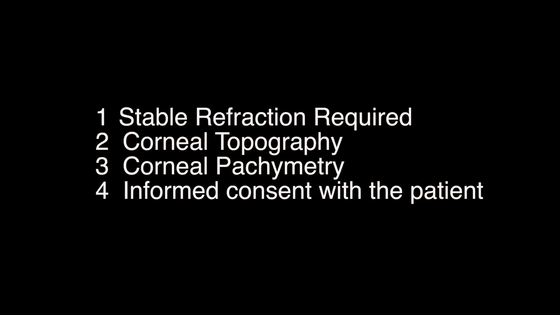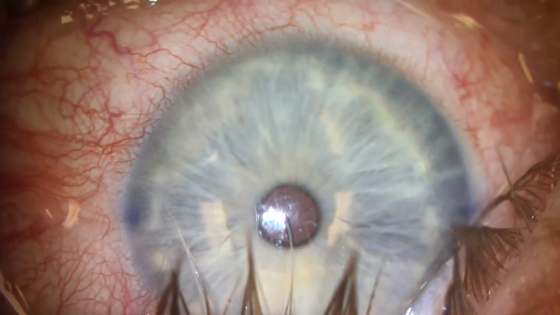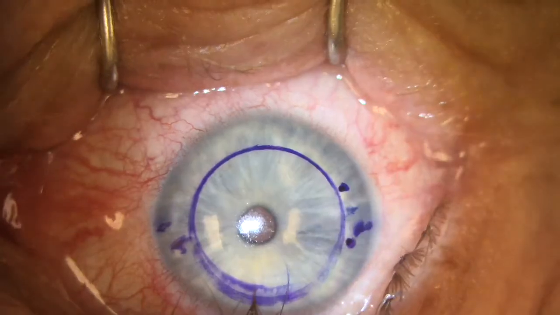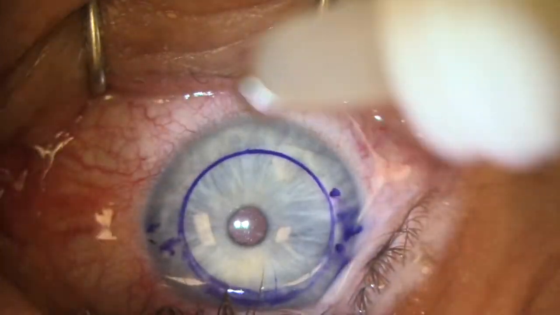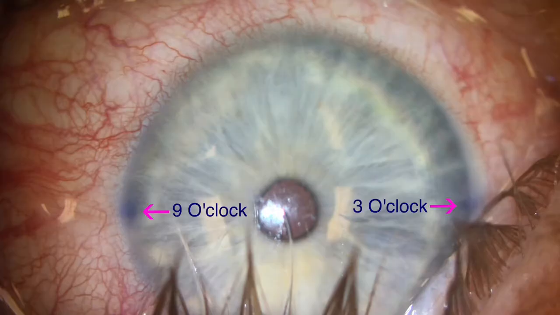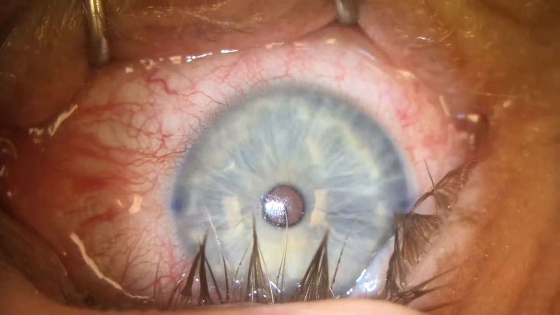Preoperatively, we need a rock-solid refraction. Corneal topography is also required. We inform the patient of the risks, benefits, and alternatives of AK and the likelihood of achieving a refractive outcome that the patient will be satisfied with. It only takes about 3 minutes to perform this painless procedure. We instill 3 drops of proparacaine anesthetic, then place a mark at the 3 and 9 o'clock positions of the limbus while the patient is sitting upright.